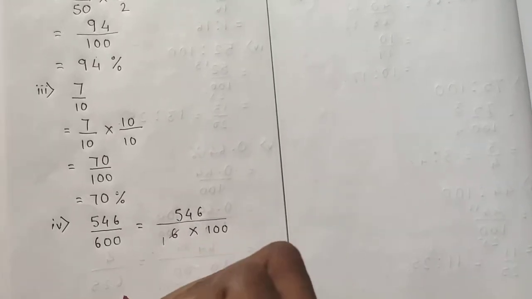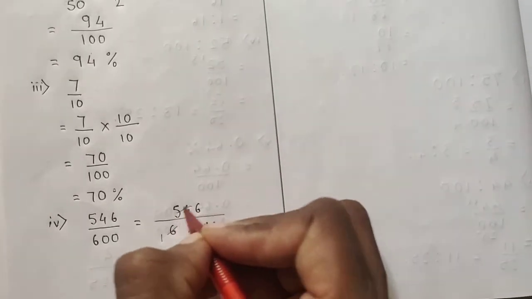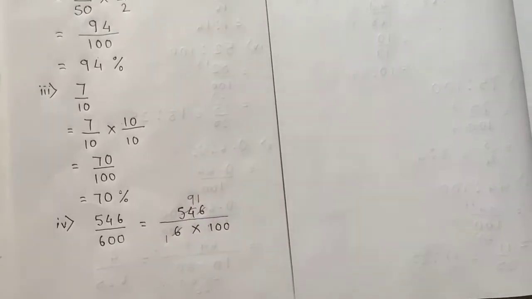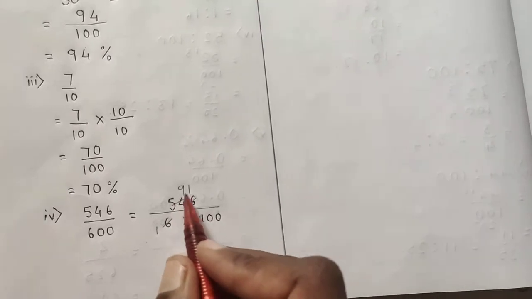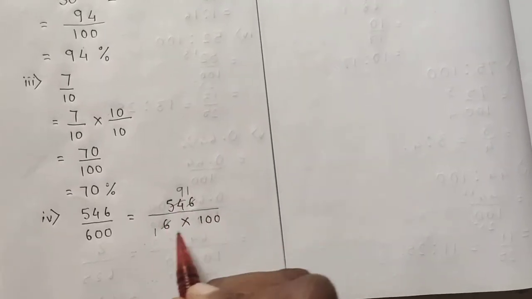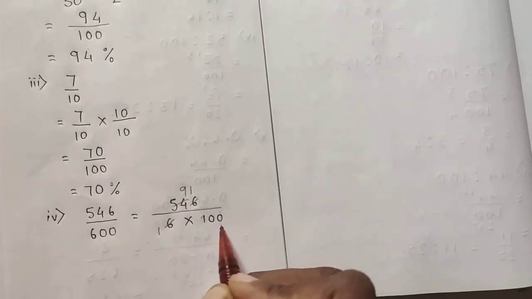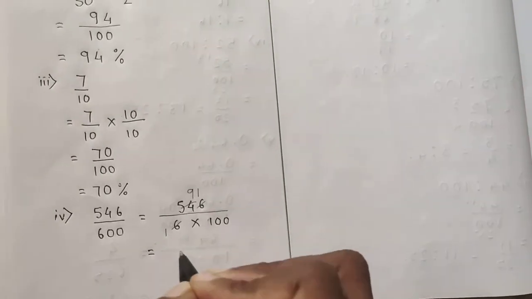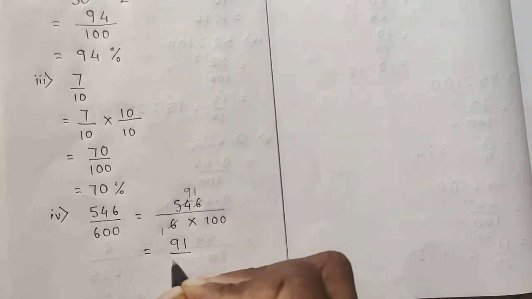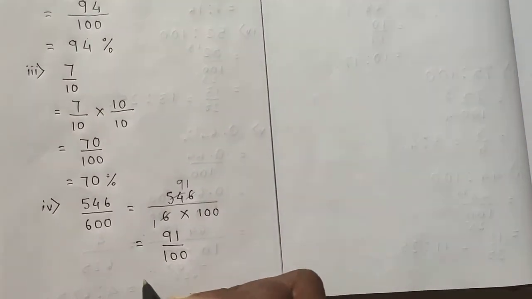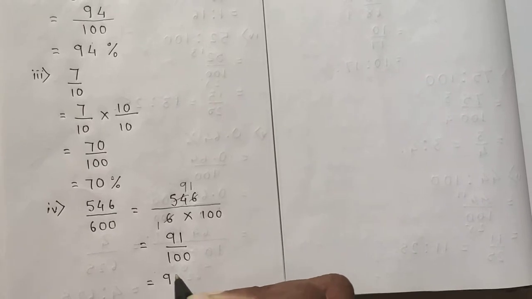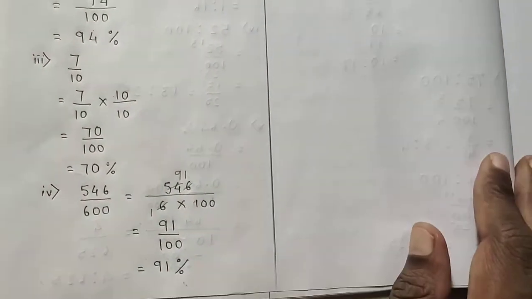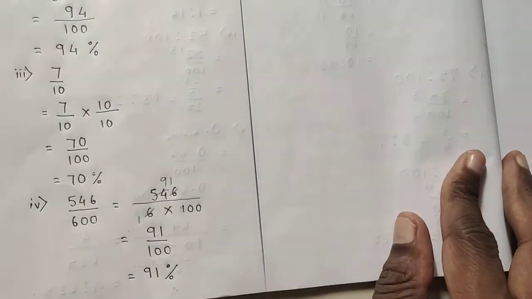This is 6 ones are 6. Now here 6 nines are 54 and 6 ones are 6. So you are left with 91 in the numerator, and in the denominator 1 into 100, and you know 1 into 100 is 100. So in this case you got 91 upon 100, and you know 91 upon 100 is nothing but 91%. Okay, in this way we have completed the fourth one also.